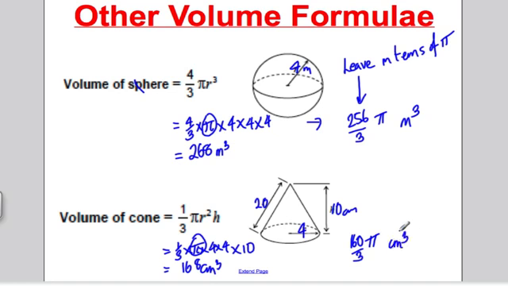So they're the other two formulas you might need in the exam to work out various volumes. Do remember, they could ask you for half a sphere. Okay, half that, so you would work out the whole sphere and half it, or they could ask you for half a cone or something like that.